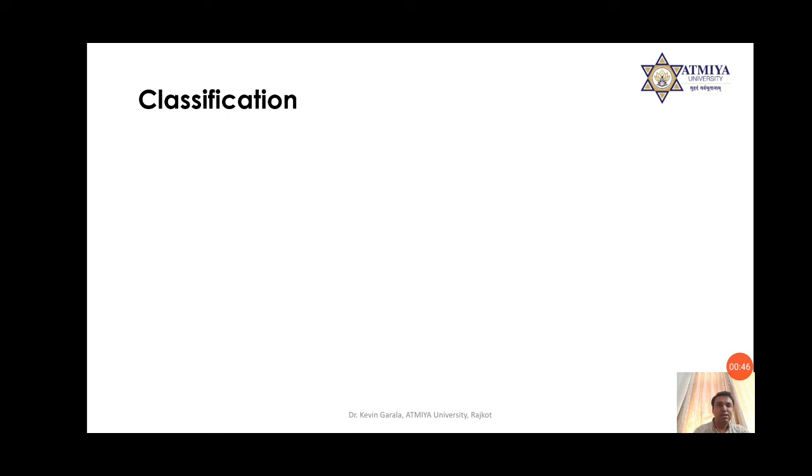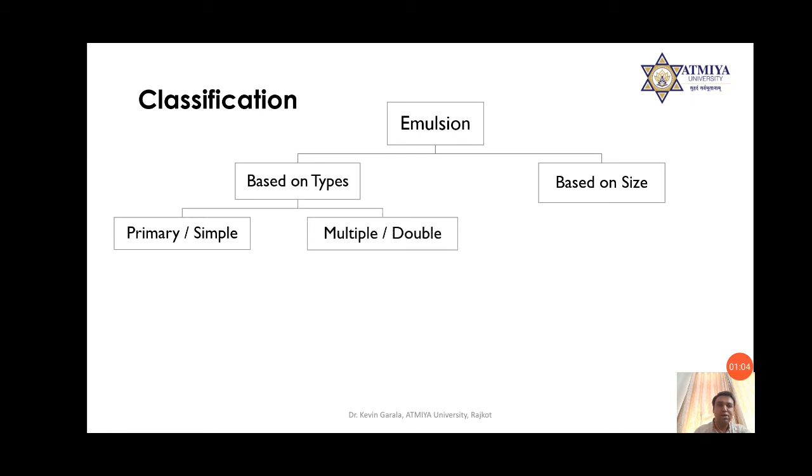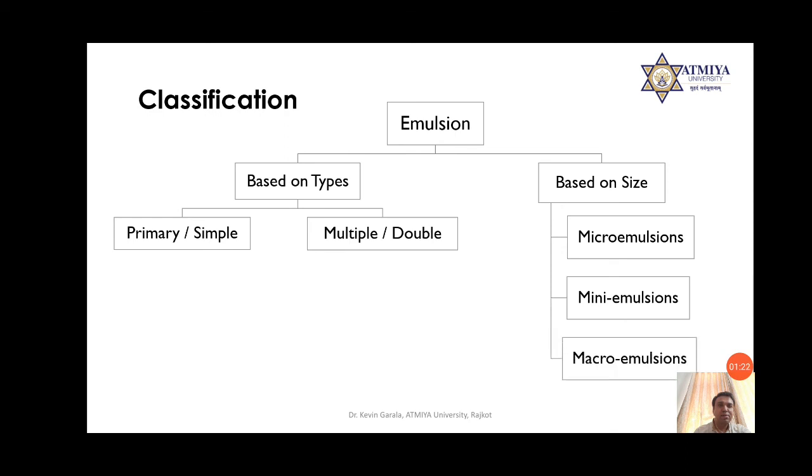So basically emulsion is classified in two ways. First is based on their types and the second one is based on the size. Based on the type, emulsions are of two types: primary or simple emulsion and multiple or double emulsion. Multiple or double emulsion is also sometimes referred to as a complex emulsion. Then, based on their size, they are categorized like micro emulsion, mini emulsion and macro emulsion. Mini emulsion is sometimes referred to as a nano emulsion also.